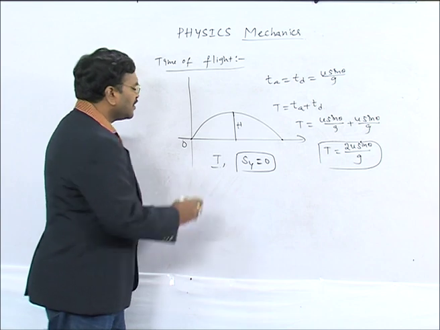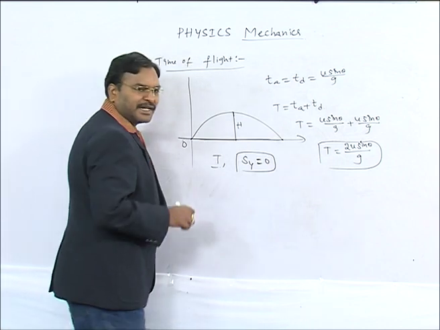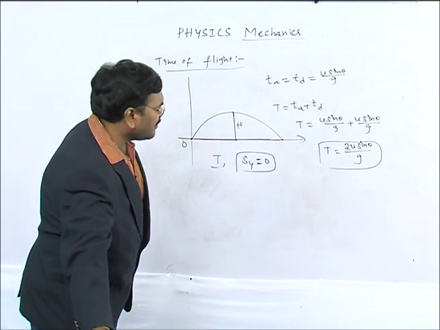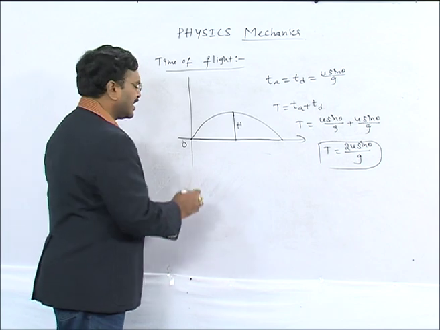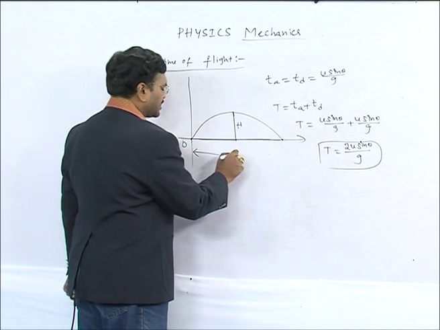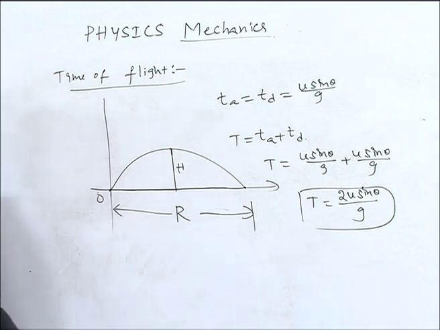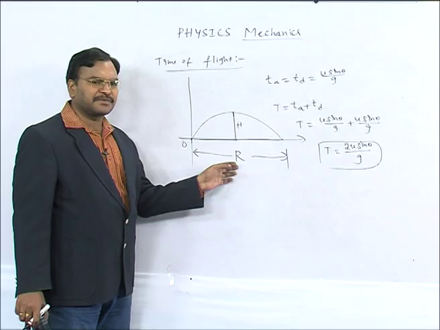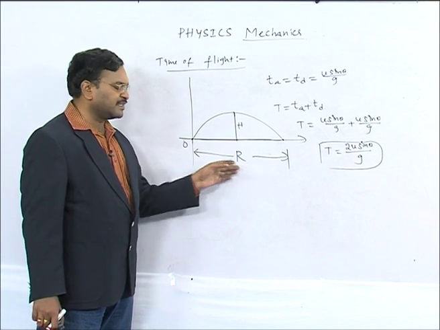And also, what is the horizontal displacement here? During time of flight, the horizontal distance travelled by the projectile is called range. What is range? Horizontal distance travelled by the projectile. The horizontal distance travelled by the projectile during time of flight is called range.